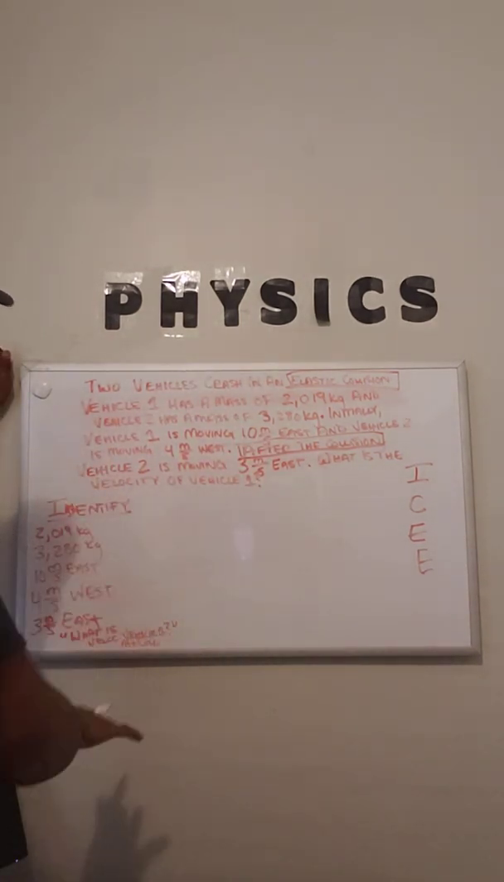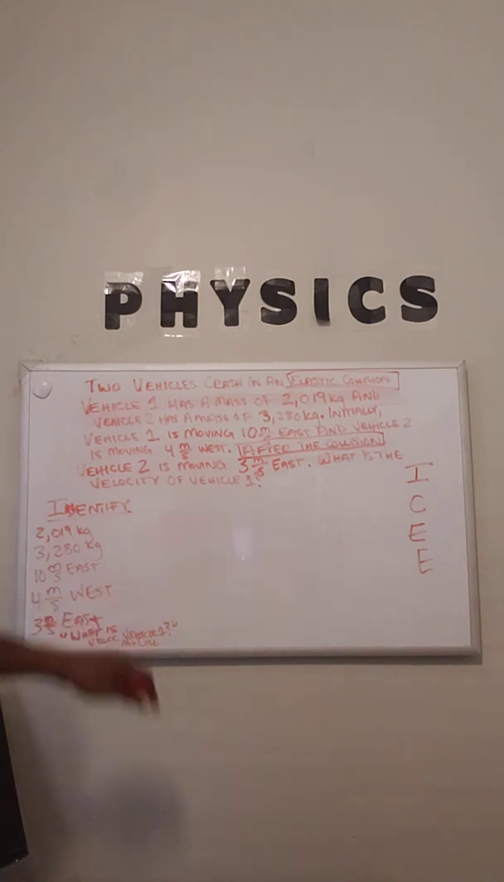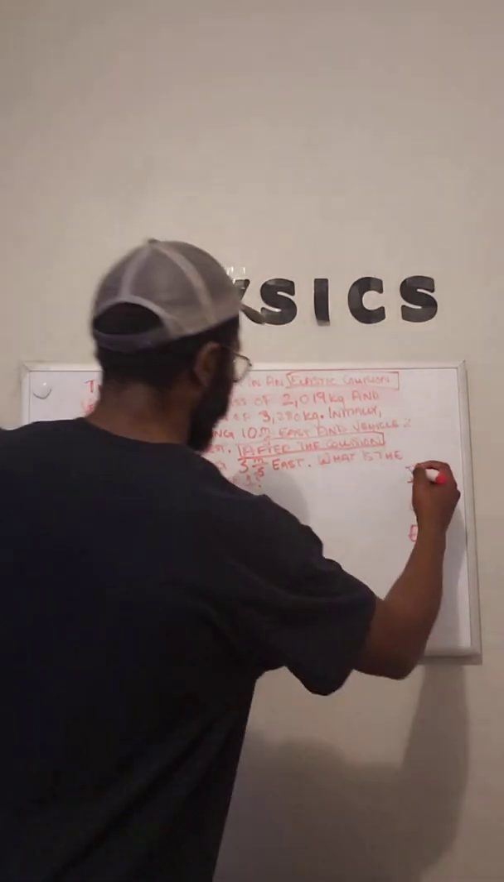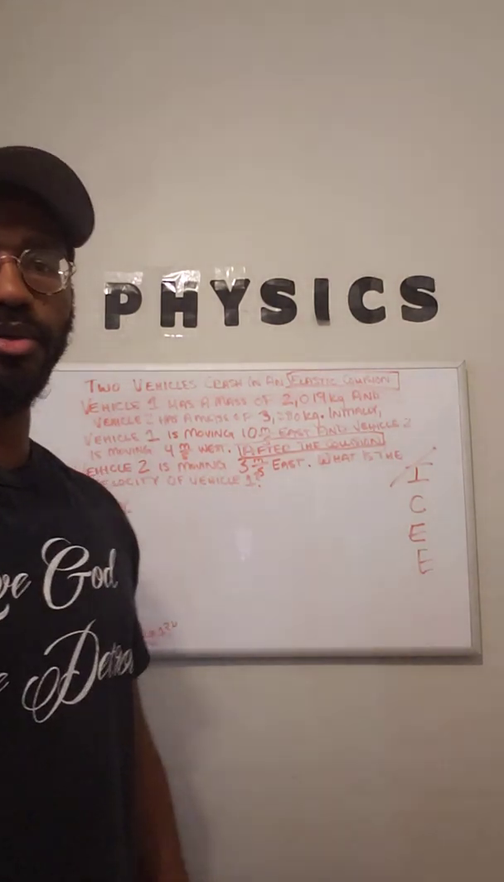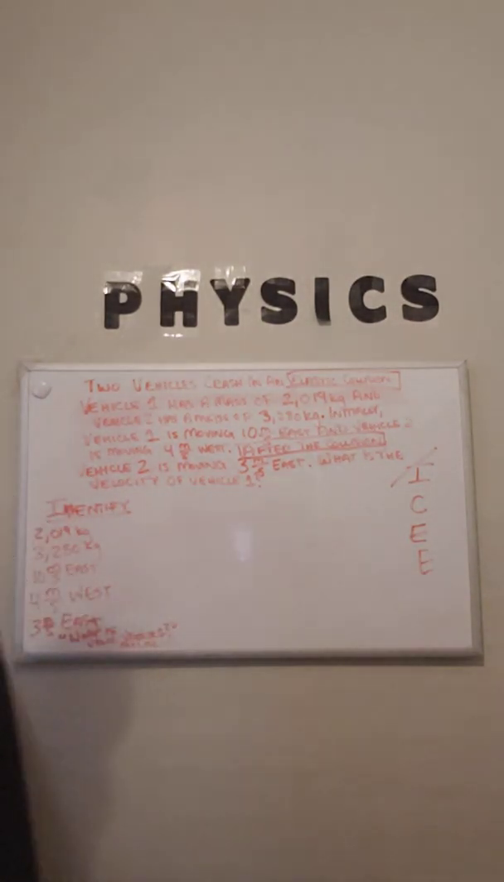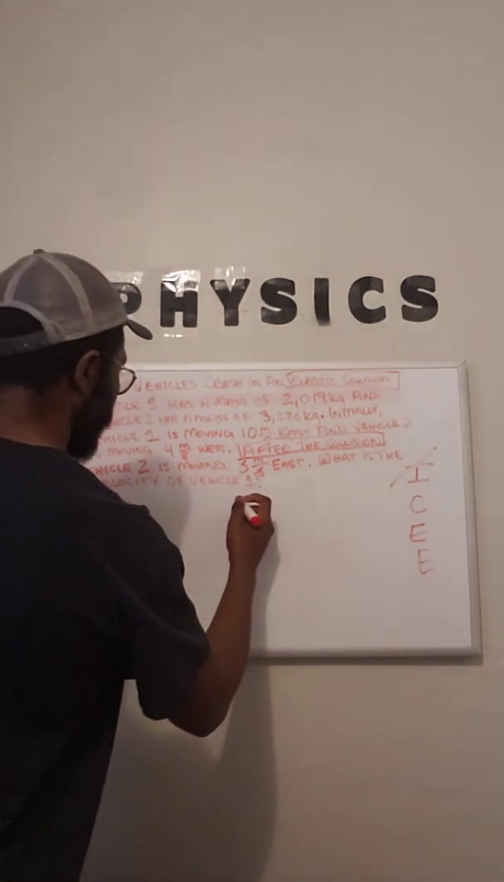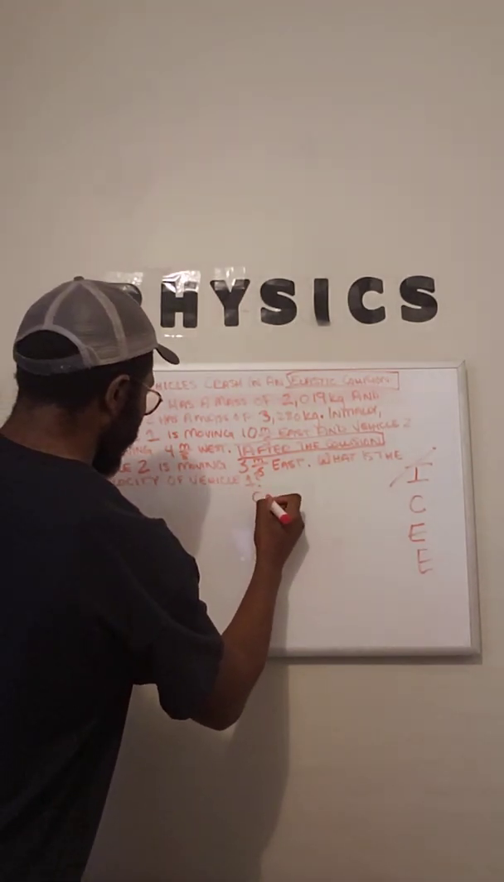So now that we have all of our measurements and our question written down, we are done with the first step of the ICE method, and we're going to move on to step 2, categorize. Let me write categorize here.